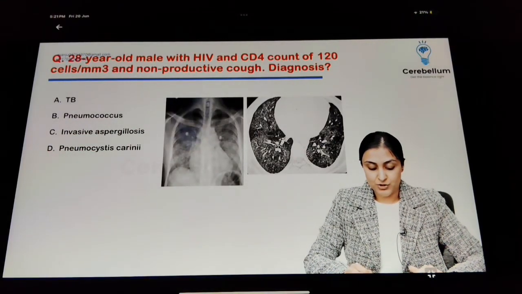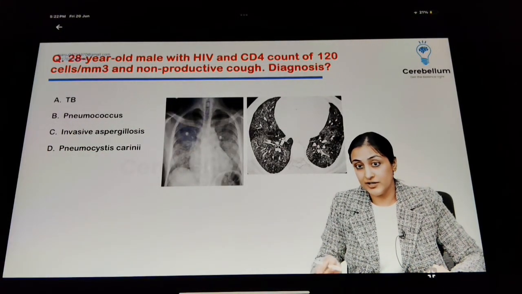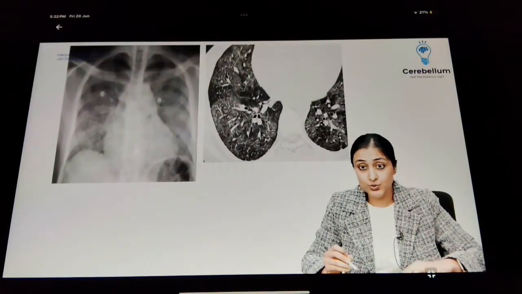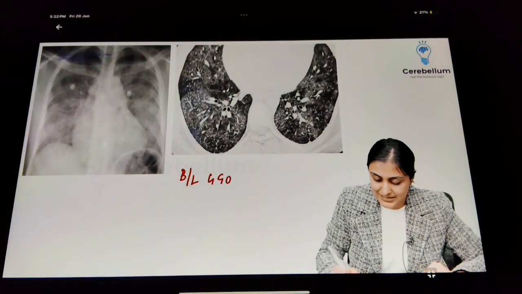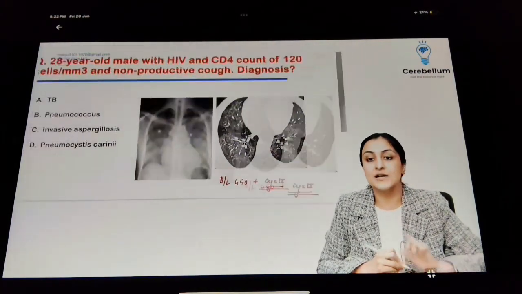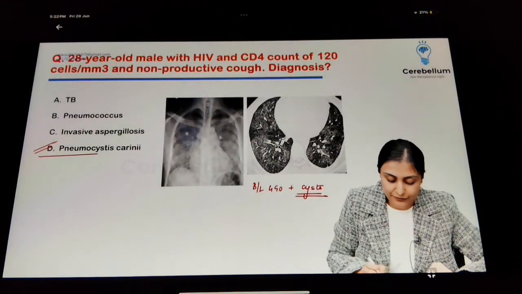So here we have a patient who is HIV positive with a CD4 below 200. Always keep an eye out for CD4 below 200. And then when you see this bilaterally diffuse involvement, so you can see this bilateral ground glass opacity. Sometimes there will be cysts also that can develop. Lung cysts will be air-containing black lesions. So bilateral GGO with cysts, this is the hallmark of PCP pneumonia.